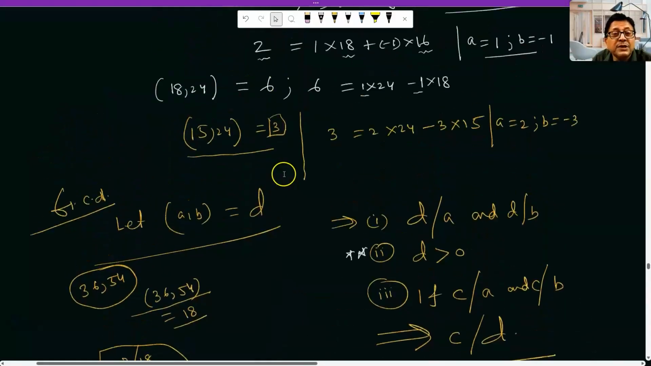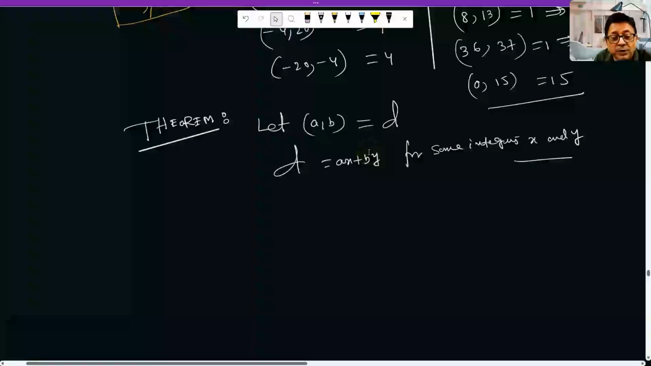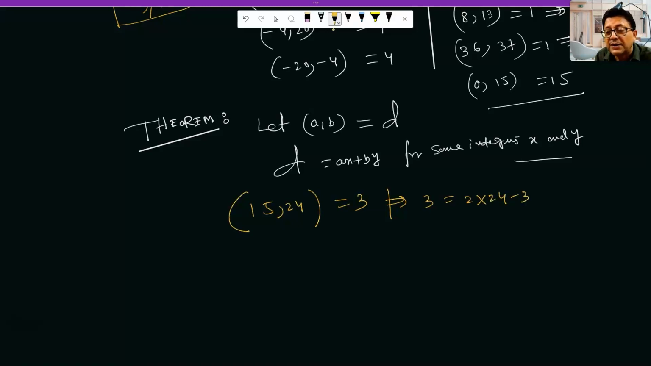This I have already shown you. Which example? Just look at this example. I was doing it with 15 and 24. GCD of 15 and 24 is equal to 3. And this 3 we have written as 2 into 24 minus 3 into 15. Isn't it?